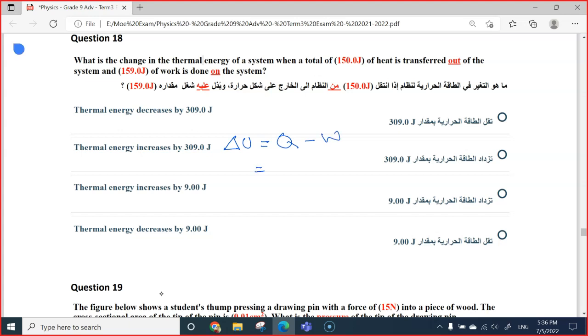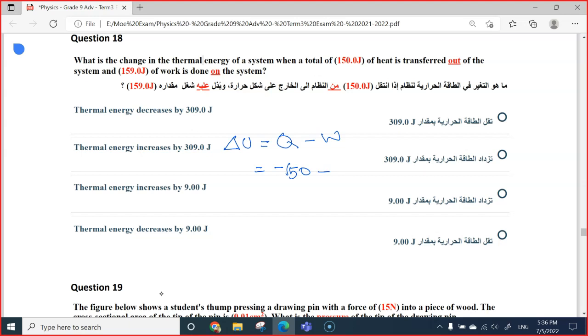So here, what is the change in thermal energy of a system when a total of 150 joule of heat is transferred out from the system? If heat is moved out of the system, that heat we will consider as negative. So Q is negative if the heat energy is moved out of the system. So I will write negative 150 minus work done.